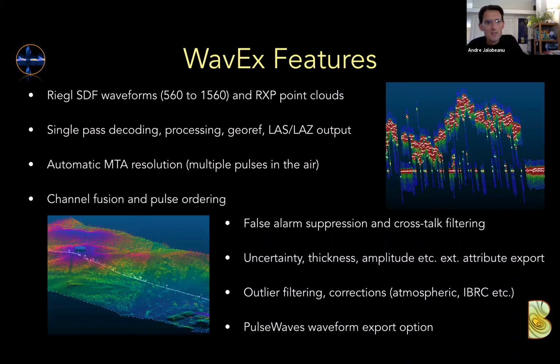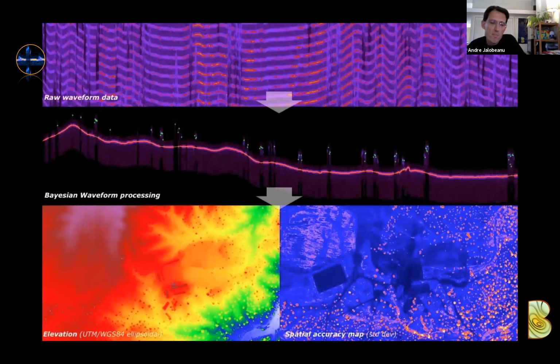So this is an example of the framework to work with WavEx. You start with waveform data, then WavEx does Bayesian waveform processing, extracts optimal echoes from the data. Then you do a gridding, and with a future software from BayesMap, you'll be able to generate accuracy maps, spatial accuracy maps, thanks to the uncertainty that's being estimated by WavEx for each point. And this is also extremely useful when you want to do change analysis and change detection.